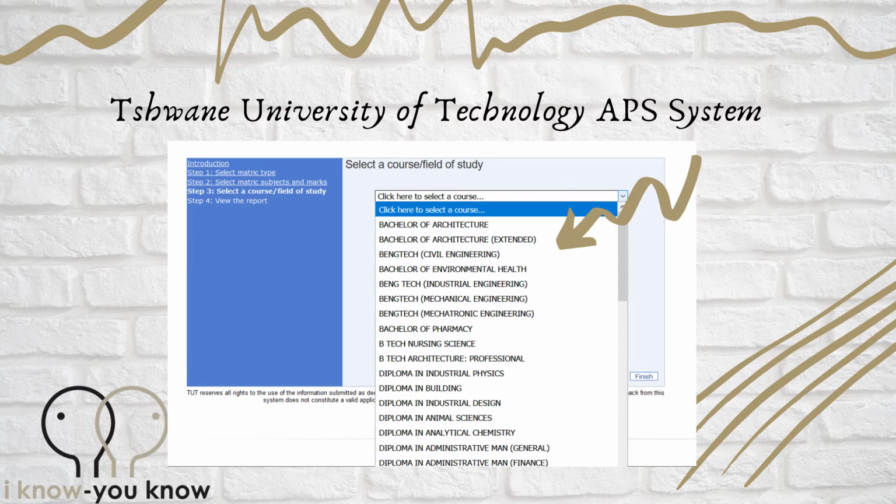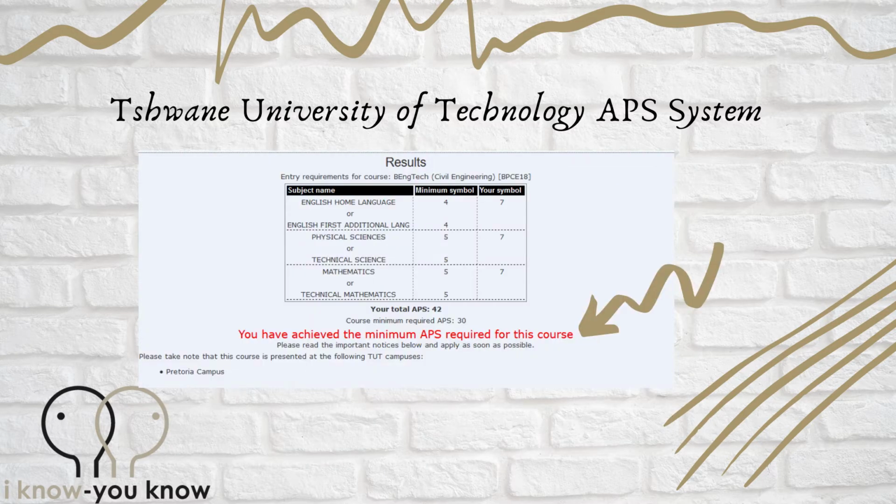And then step 3 would be for you to select a course or field of study. So after you've picked all your subjects, you would then select a course or field of study that you want to study for. Step 4 is to view the report. Now what this means is they let you know what the minimum required symbols are for your desired program for the different subjects, and then they compare that with your marks, which you've just inputted in the previous slide, and then they tell you what your total APS is and what the course minimum required APS is, and then they will let you know if you have met the minimum APS required for the course or not.